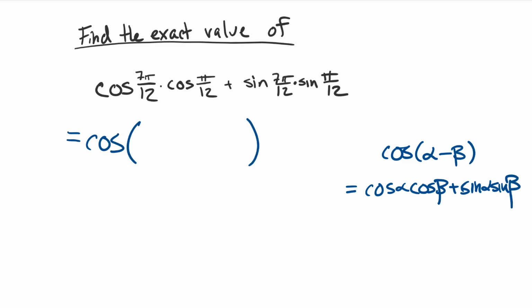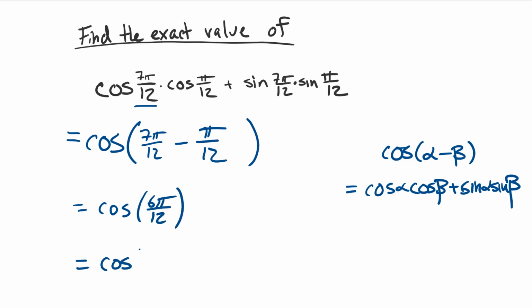It's cosine of the first, 7 pi over 12, minus pi over 12. Well, that's cosine of 6 pi over 12, but you wouldn't leave an even number over an even number. You'd be like, that's pi over 2, and cosine of any odd multiple of pi over 2 is always equal to 0, and that's that.